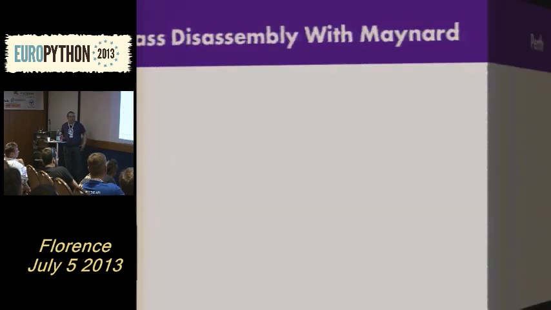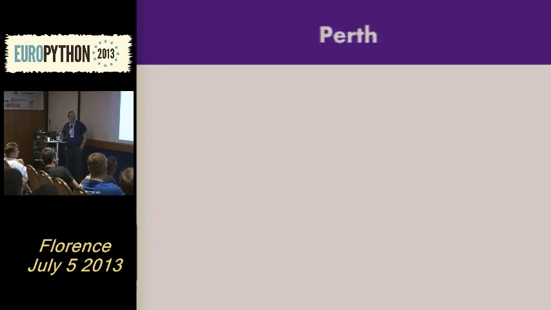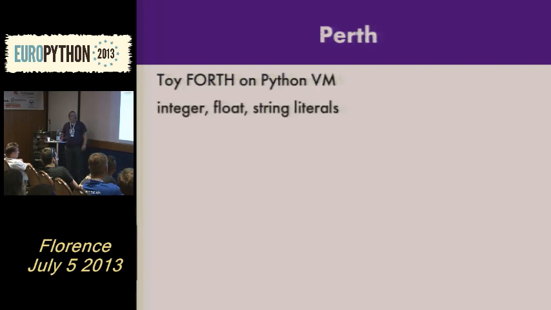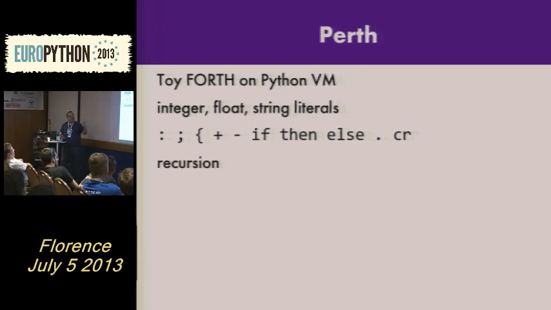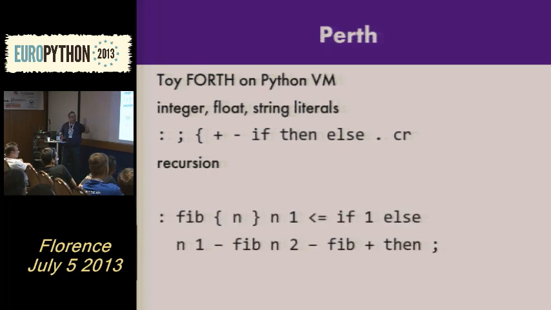So here's the bad idea I mentioned a minute ago. I wanted to prove that you could write a language on top of Python without actually using def, a language that ran on the Python bytecode interpreter that wasn't Python. So I wrote a Forth. It's called Perth. It ships with Maynard. It's a toy Forth on top of the Python VM. It's not useful for anything, but it does have integer, float, and string literals. It defines all of these Python words, including colon and semicolon, so you can define your own functions in Perth. It supports recursion, and that is just barely enough to allow you to run a Fibonacci generator, because I assert you don't have a real programming language until you can run Fibonacci.